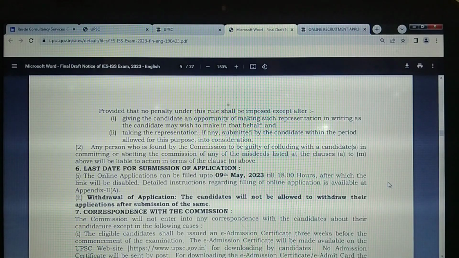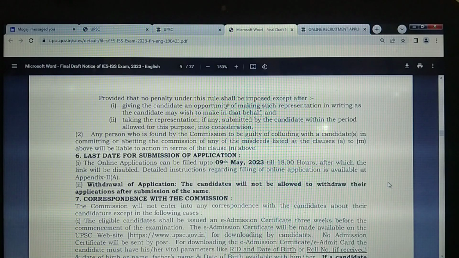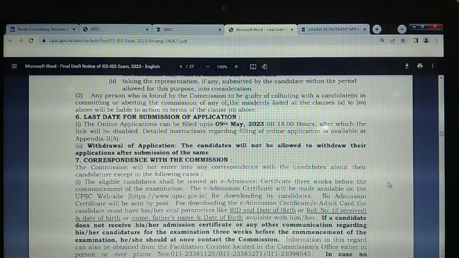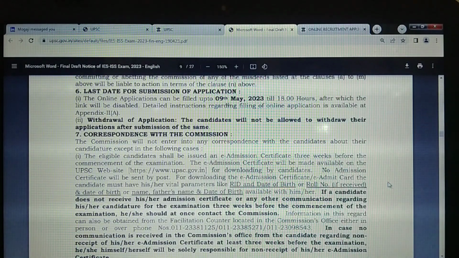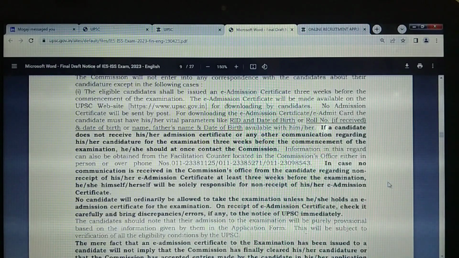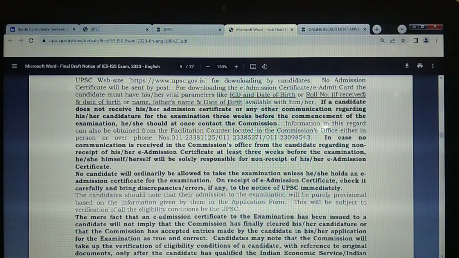The last date for submission of the application, as I told, is 9th May. Withdrawal of the application is also by the same 9th date. And these are the commission phone numbers through which you can contact them. If you have any doubts or need clarification, you can contact these numbers.